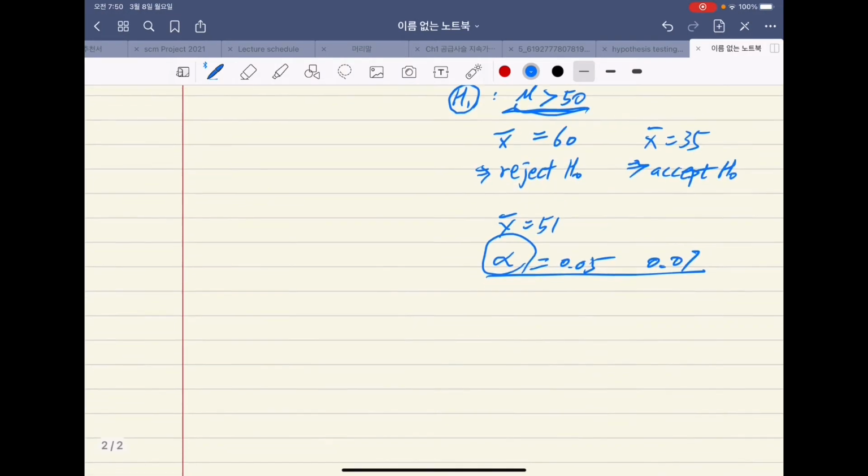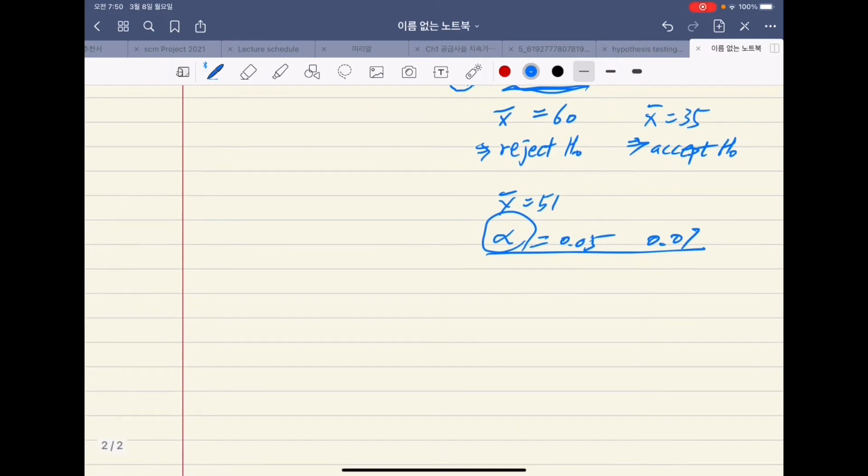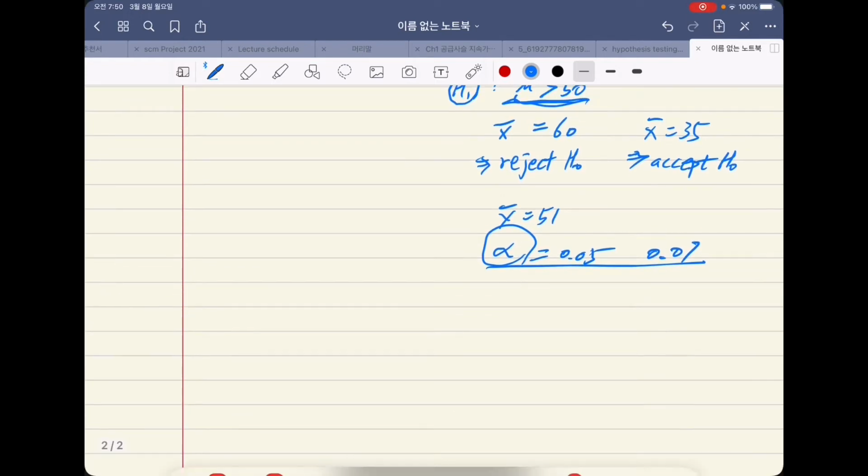Now, another example. Suppose you want to show that there is a positive relationship between variable x1 and variable y. I'm talking about the situation where we have regression. So, for example, you have equations like this.